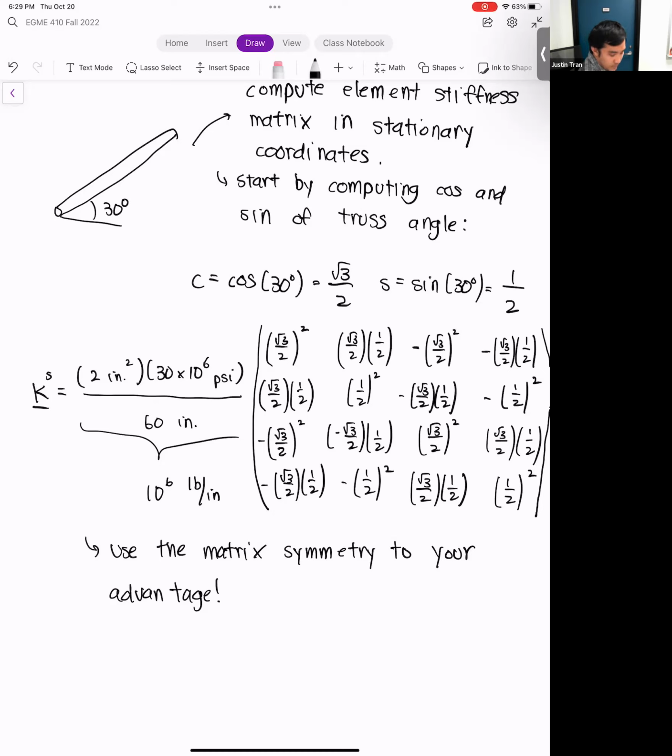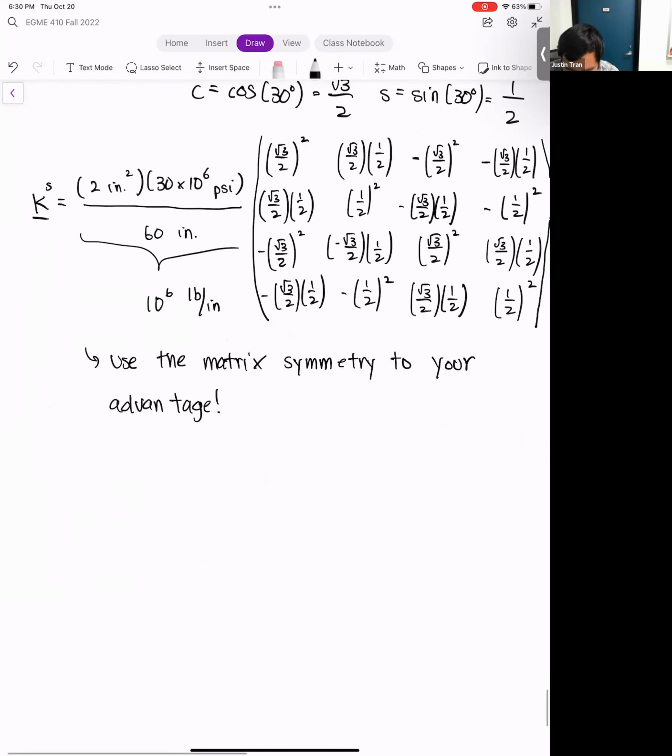So be methodical about it. Do it systematically. I think if you look at it as a whole, it's intimidating because it's a lot of terms, but if you are methodical about it, it becomes a lot easier. And so the last step here is just to simplify all this math.